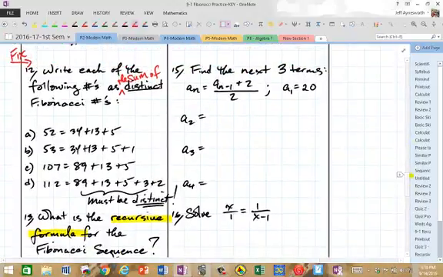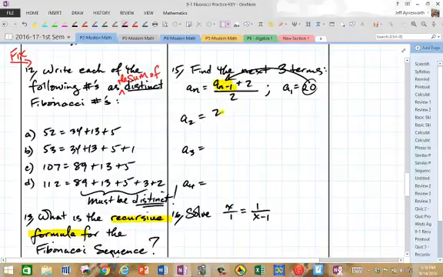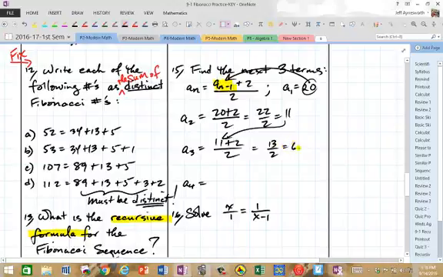All right, one more time. So again, it's the previous term plus 2 divided by 2. So A2 is A1. So I got to start here, right? So 20 plus 2 divided by 2. 22 divided by 2 is 11. Then I take that, 11 plus 2 divided by 2 is 13 halves, or 6.5. And then I take that, 6.5 plus 2 divided by 2 is 8.5 divided by 2, 4.25.